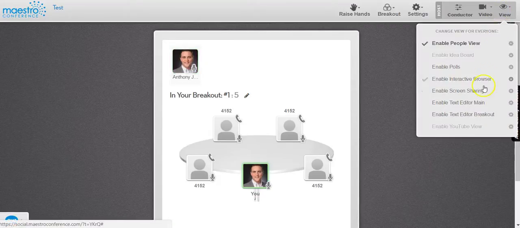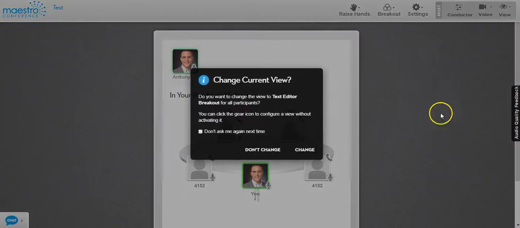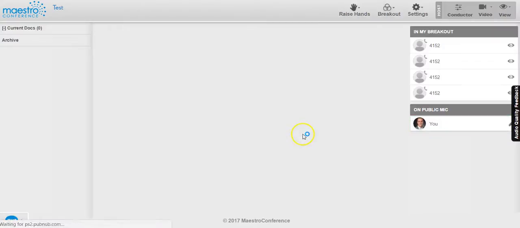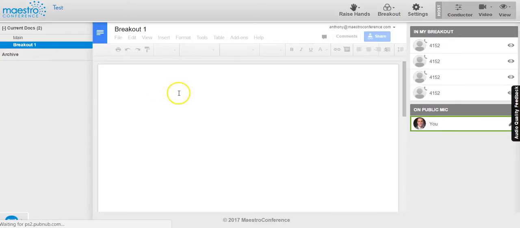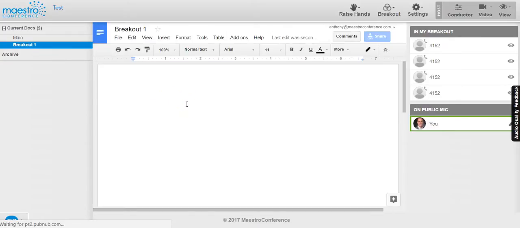There is a second view of breakouts that is likely, and that's the text editor view of breakouts. So this is what that looks like, where you can see who's on public mic, you can see who's in my breakout, and this is how text editor will appear. So everyone can write on this document. So that's something to keep in mind when you're looking at these views of breakouts, that everybody can write on the document, so you can give them a question.